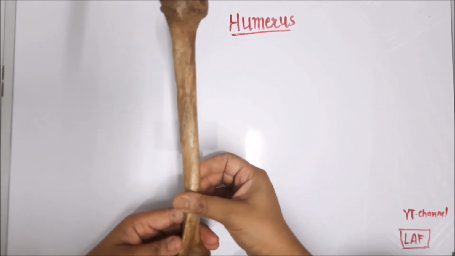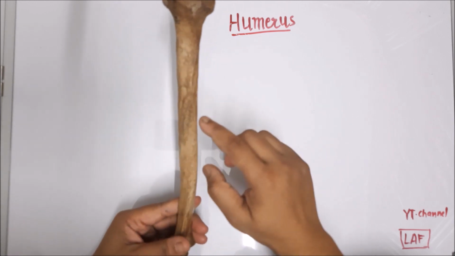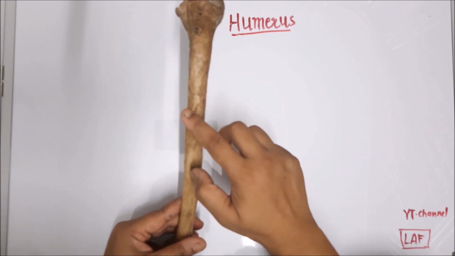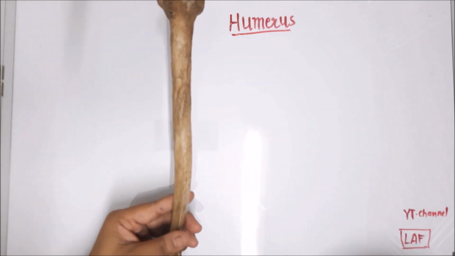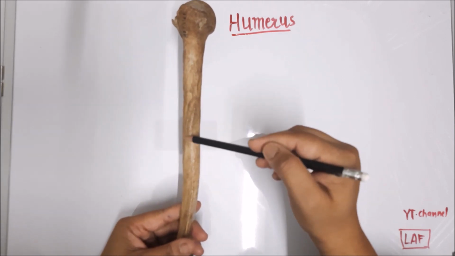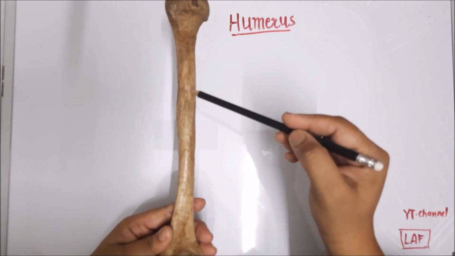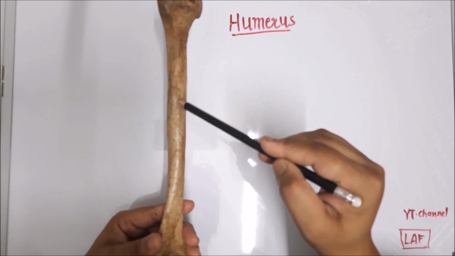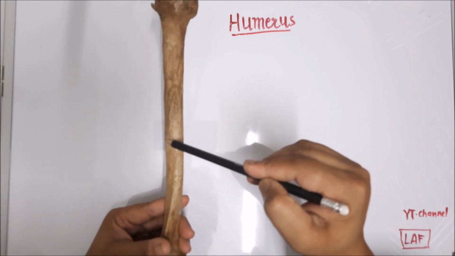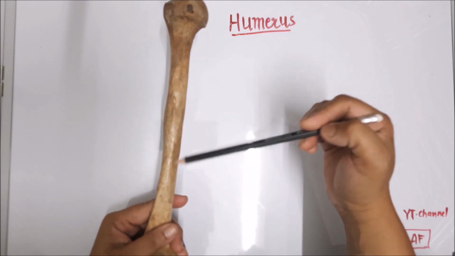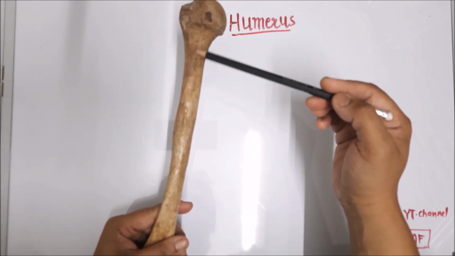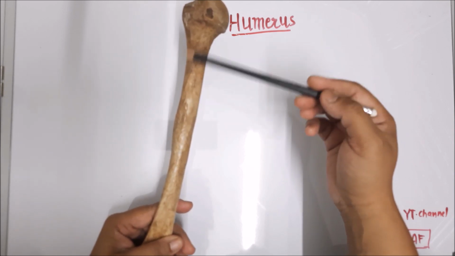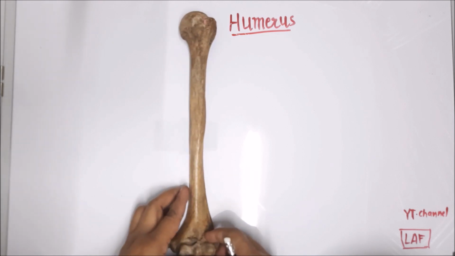Now on the posterior surface, at the middle of the shaft, there is one V-shaped tuberosity, which is known as the deltoid tuberosity. So this is the deltoid tuberosity, here we can see, and just below the deltoid tuberosity there is one groove. This is known as the radial groove, which passes downward and laterally. And on the upper part of the posterior surface there is one vertical ridge, which gives attachment to one of the muscles of the back of the arm. So this is about the features.